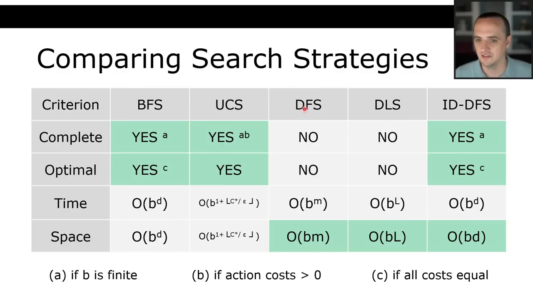Then we saw that depth first search had nice space properties. And so we created iterative deepening depth first search, which combines the completeness and optimality of breadth first search with the space complexity of depth first search, which is excellent. It's just nicer, right?